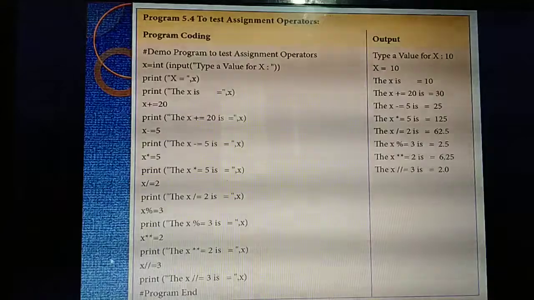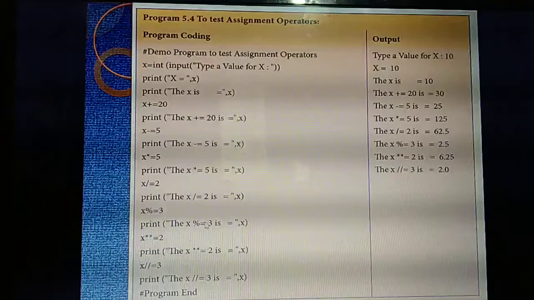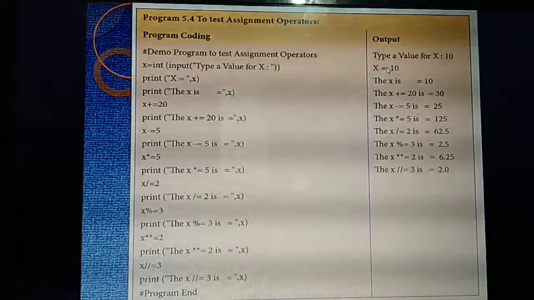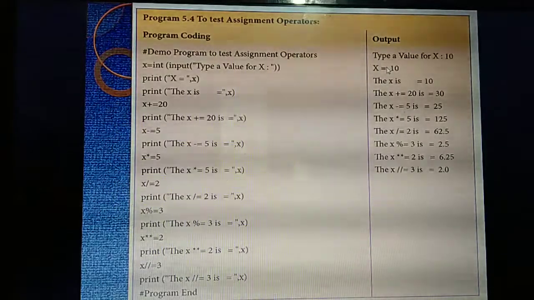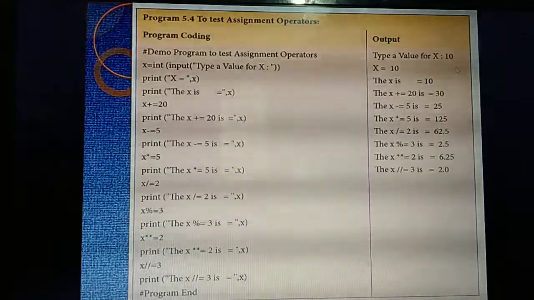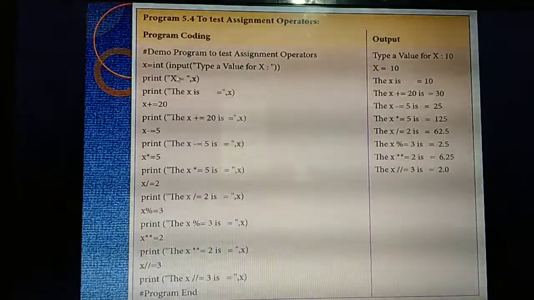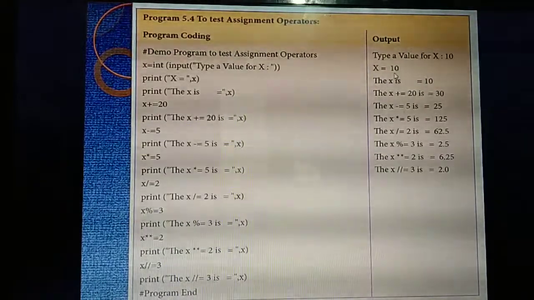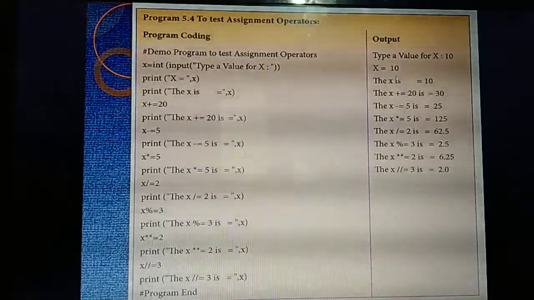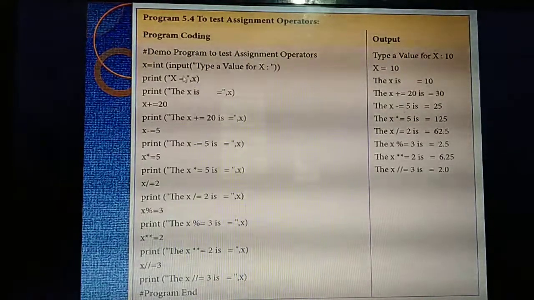Inside the print you should write the x minus 5, the x plus equal to 20, x modulus 3, the x star 2. See in the output screen, while you are running the program, which line will you get as output first? First you will get type a value of x, isn't it? So I am typing the value of x as 10. What's the next line? I am assigning the value of small letter x to capital letter X, so capital X equal to 10. Next line, print the X. What's the value of x now? I assigned small letter x to capital X, value 10.